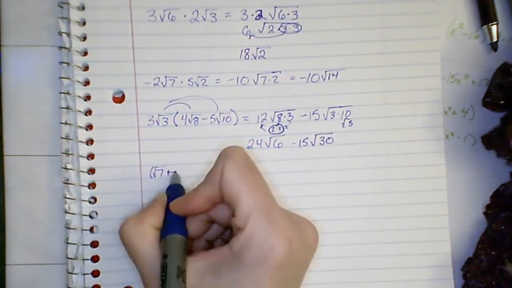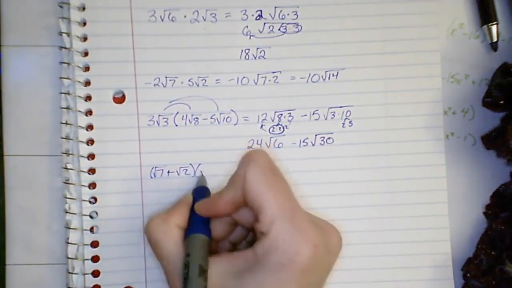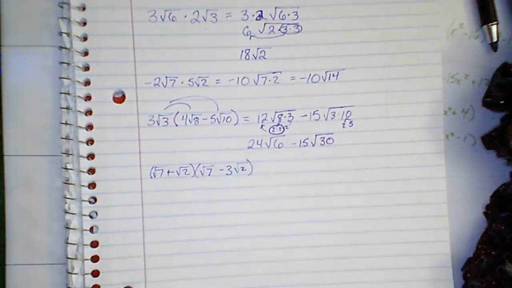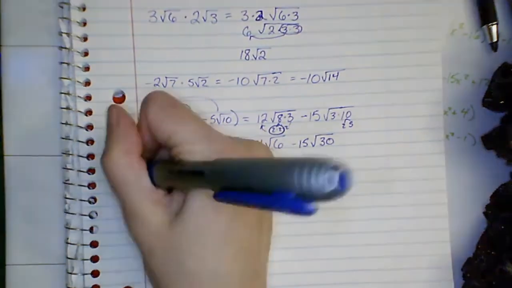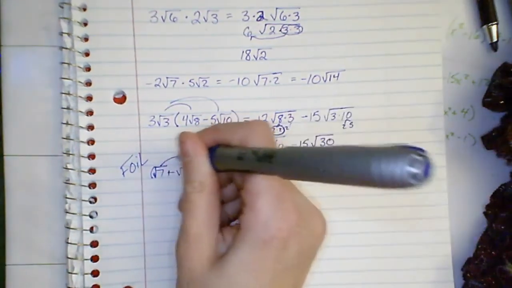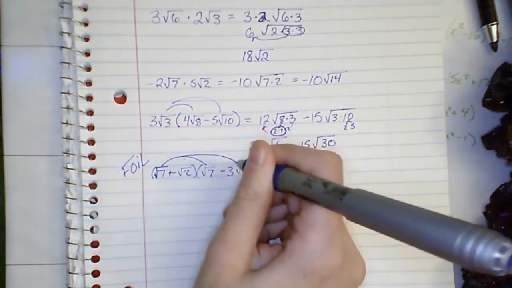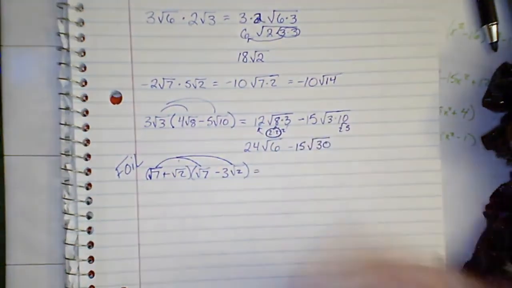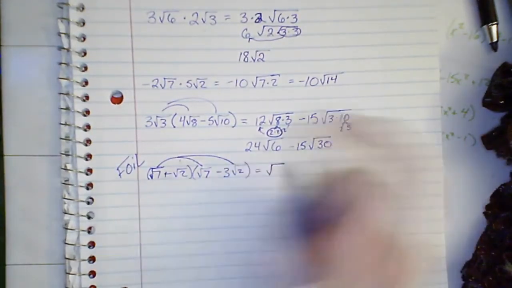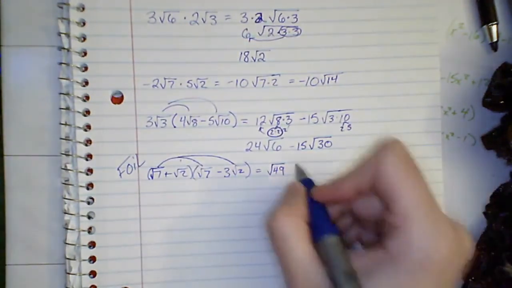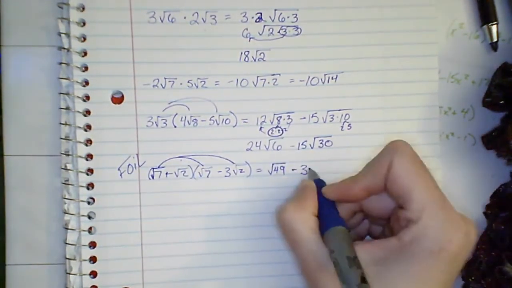Square root 7 plus square root 2 times square root 7 minus 3 square root 2. Okay, so here we will do the FOIL method. First, outers, inners, lasts. Or what we'll do is take square root of 7. We're going to share it to both of the terms in the second set of parentheses. So 7 times 7 is 49, so square root of 49. We'll evaluate that later. And then we'll have negative 3 square root.